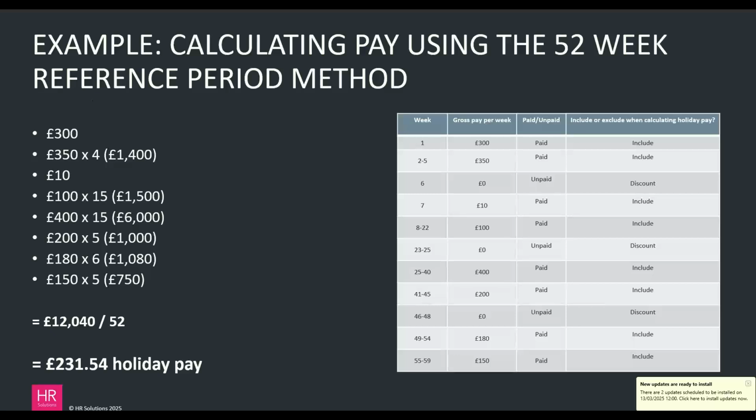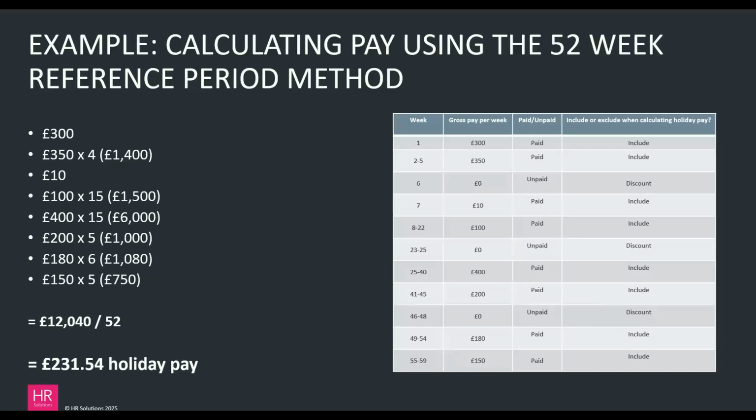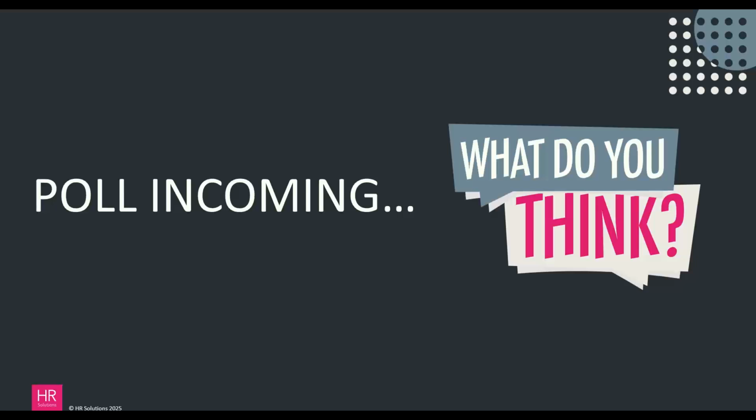So that's taken into account money that they've earned. So hopefully that helps. I'm going to run another poll here.